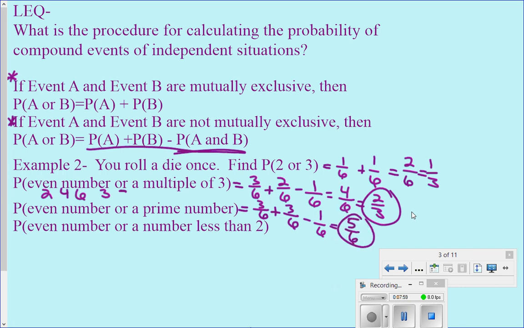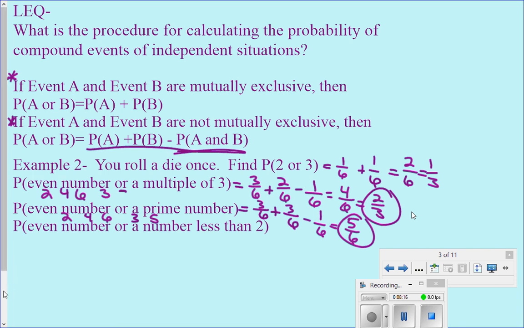Okay, now logically speaking, I'm just going to list these even numbers, 2, 4, 6. Prime, 2, 3, 5, except for I already have 2. So 3 and 5. Now I count 1, 2, 3, 4, 5. 5 out of 6 is the probability.